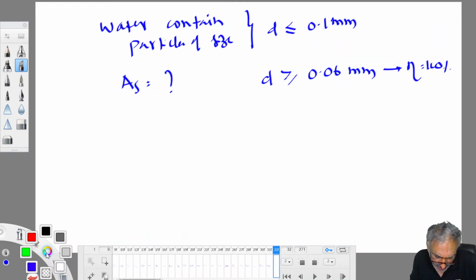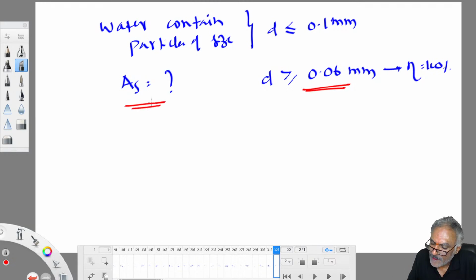So which particle do you have to capture? 0.06 mm. So d is given, but which d do you have to choose? This d you have to choose. What is the surface area required to capture particles of size greater than or equal to 0.06 mm? If 0.06 mm diameter is captured, larger particles are automatically captured. Understood? If smaller particles are captured, larger particles are easy to capture. Only small particles are difficult to capture.